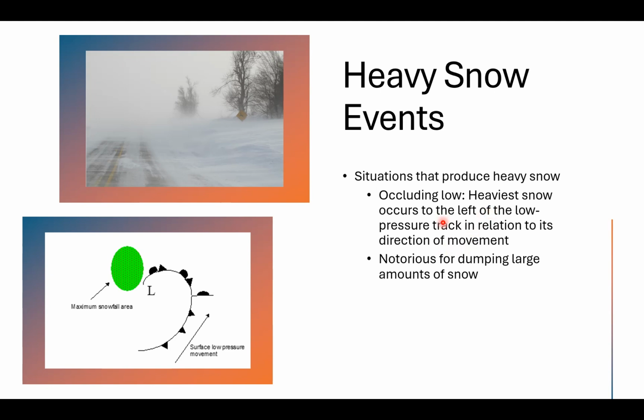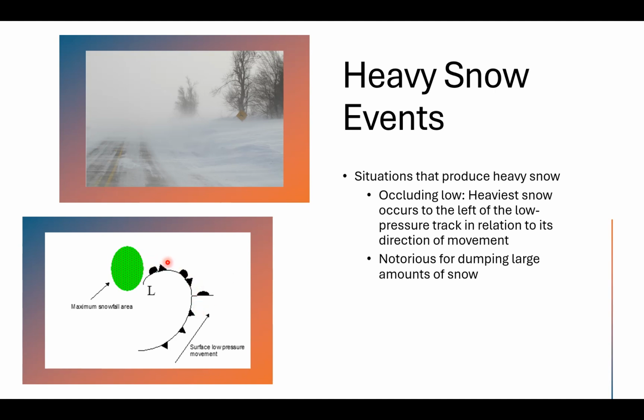Heaviest snow with an occluding low occurs to the left of the low pressure track in relation to its direction of movement. And it's notorious for dumping just large amounts of snow. Look at this graphic here in the bottom left. This black arrow ahead of this cold front here represents a surface low pressure movement. So it's going to the northeast.